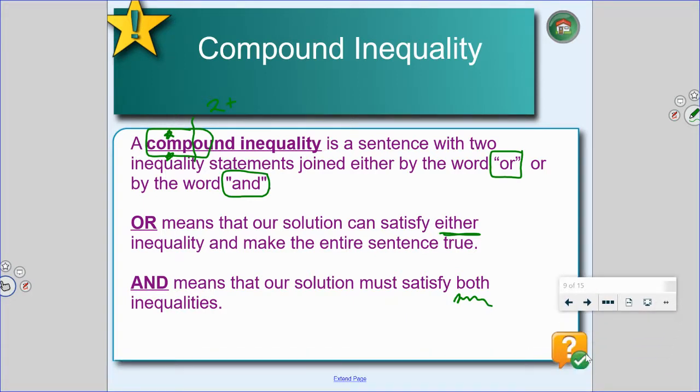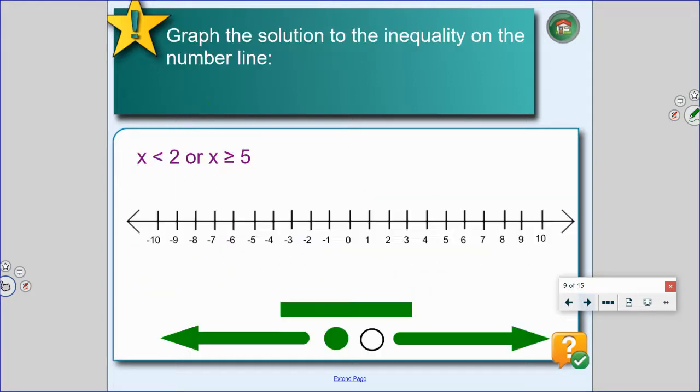So if I say to be a part of the team, you have to be a part of the school and have a certain grade point average. Well, if you're a part of the school but you don't meet the grade point average, you're not on the team. If you have a great grade point average but you're not part of the school, you're not on the team. So and means it's got to be both, or means one or the other.